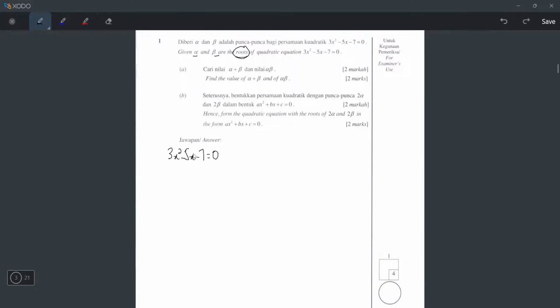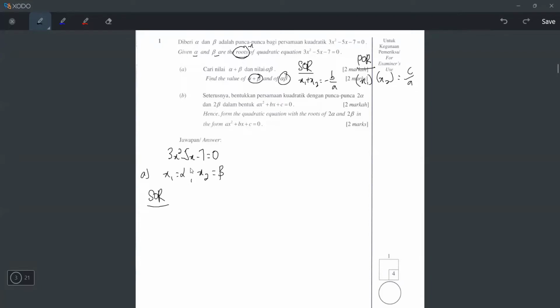And it's already in general form. And they say the roots are alpha and beta. So I can write x1 is alpha, x2 is beta. Remember, roots means x. And then find the value of alpha plus beta and alpha times beta. So yeah, you need to use the sum of root and the product of root formula. The sum of root formula is x1 plus x2 equals negative b over a. And the product of root formula is x1 times x2 equals c over a.